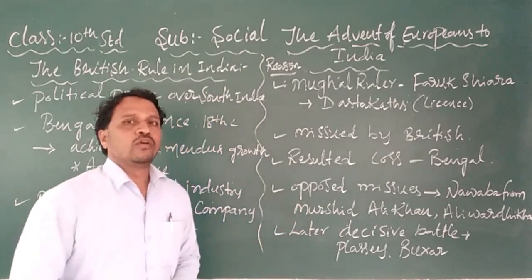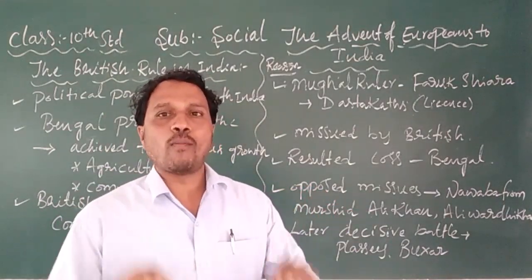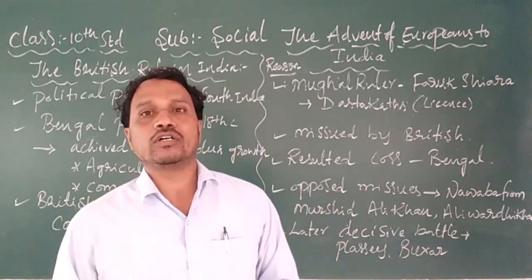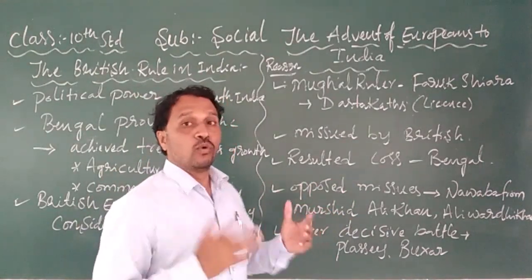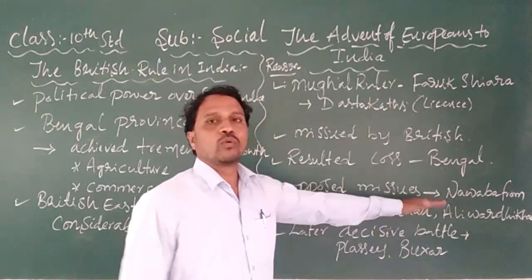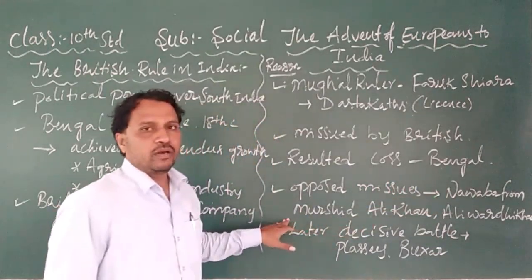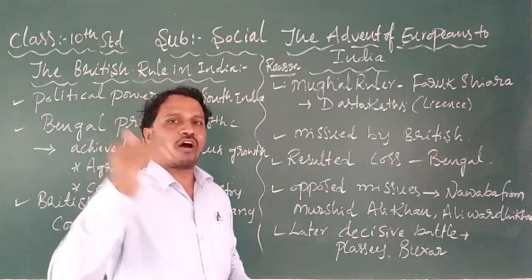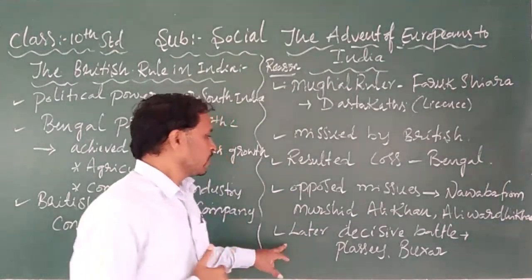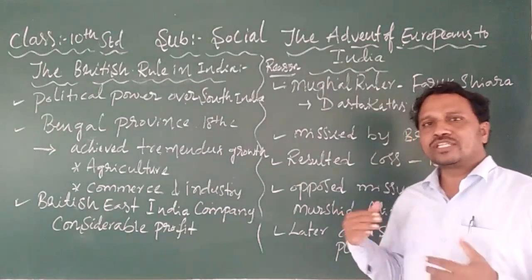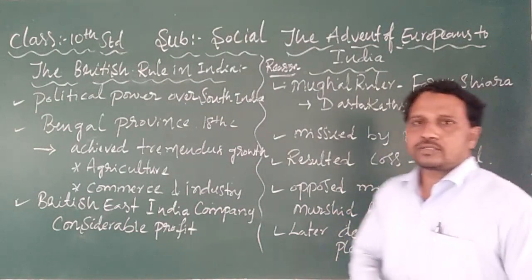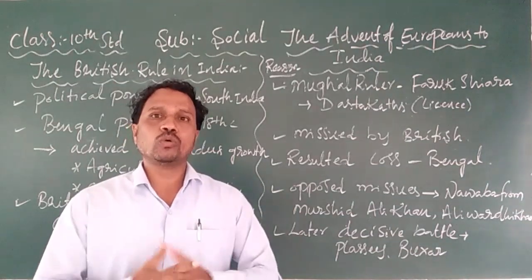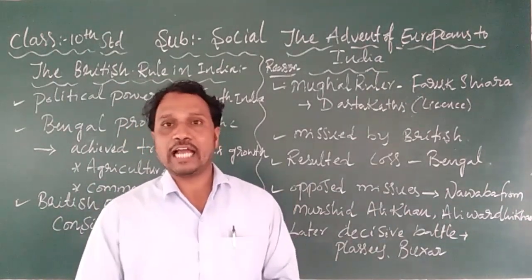When the loss was found out by the Nawab of Bengal, the Nawab opposed the misuse by the British. The Nawabs who opposed the British misuse at the time were Murshid Quli Khan and next Ali Wardi Khan. These two opposed the misuse of the Dastakat by the British. The British did not accept the opposition of the Nawabs and continued their business, which continuously brought loss to Bengal province, and the Nawab of Bengal became very angry with the British.